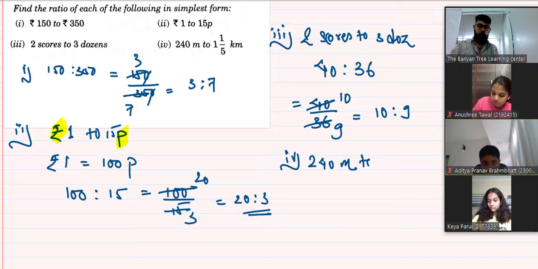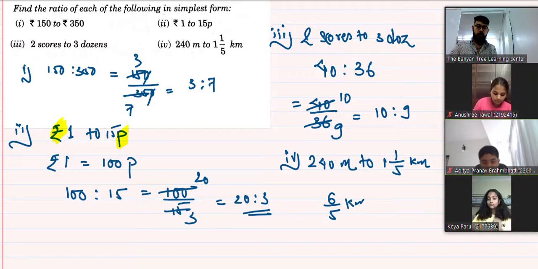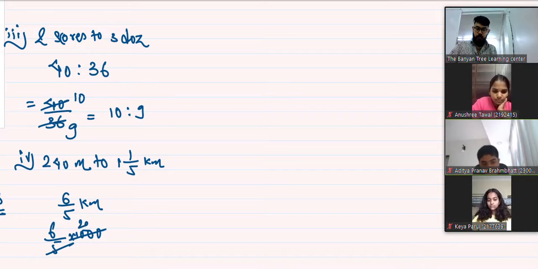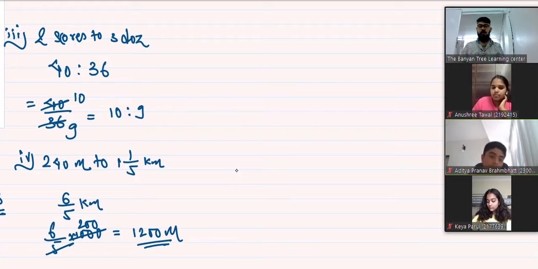240 meter to 1 by 5 kilometer. Now I have to convert this 1 by 5 kilometer into meter. That is easy. So 5 ones are 5 plus 1, 6 by 5 kilometer. If I want to convert it into meter, how do we convert kilometer to meter? Can anyone enlighten me, please? Sir, by multiplying 1000. Very good. So we multiply 6 by 5 by 1000. 5 200s are 1000. So this will become 1200 meters. 6 by 5 kilometer is 1200 meters.